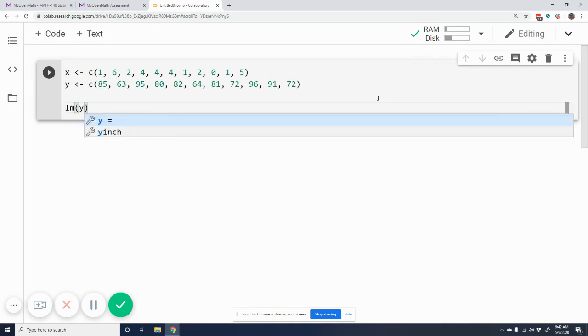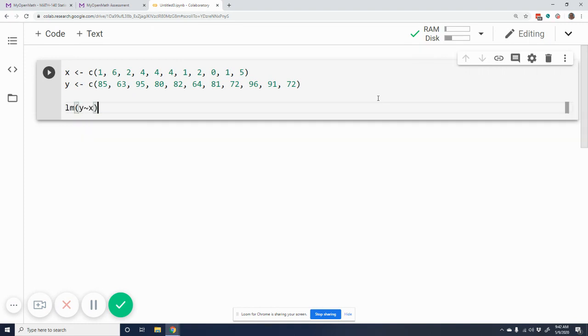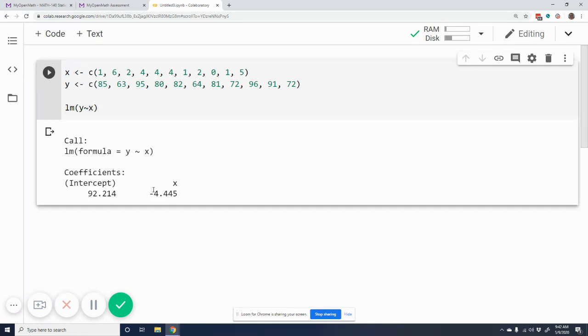LM Y tilde X. And that's going to find the linear model, the best linear model of Y being dependent on X. Okay, so let's run that. Okay, and we have our data here. This is our intercept, our A, and this is our slope, our B. So let's copy these two values in.